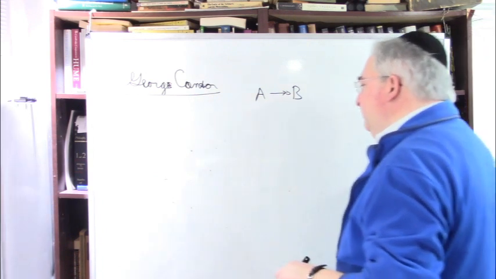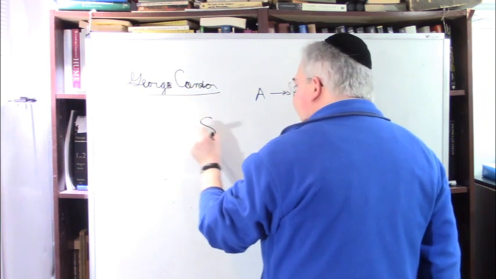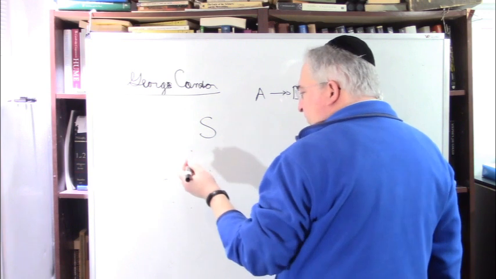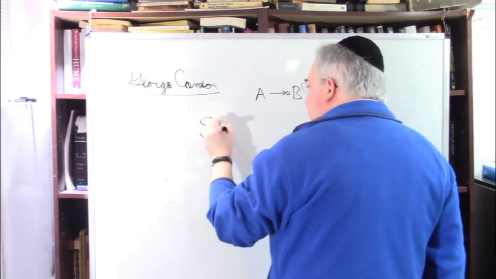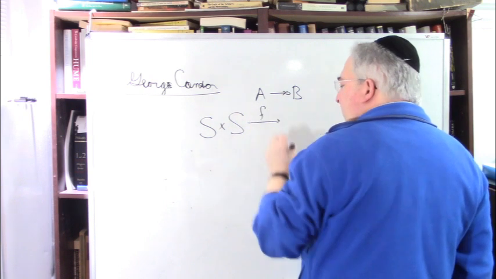Okay, and the idea is as follows. Take your set S. Okay, that's what you're dealing with. You're given any set S, and there's going to be a function F.